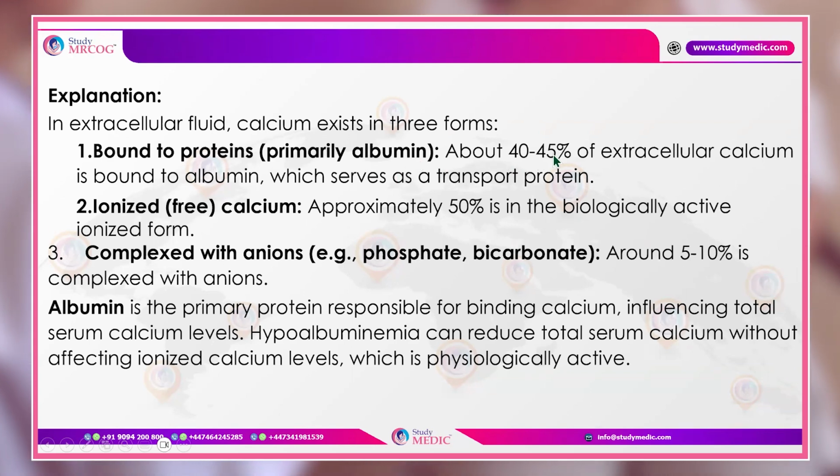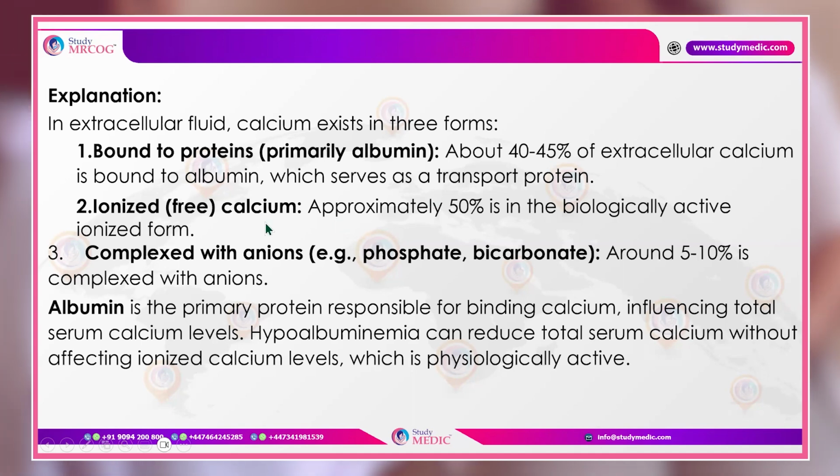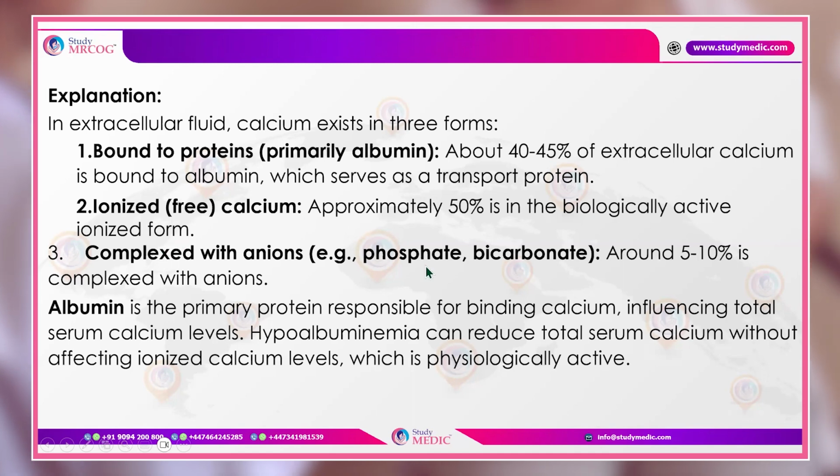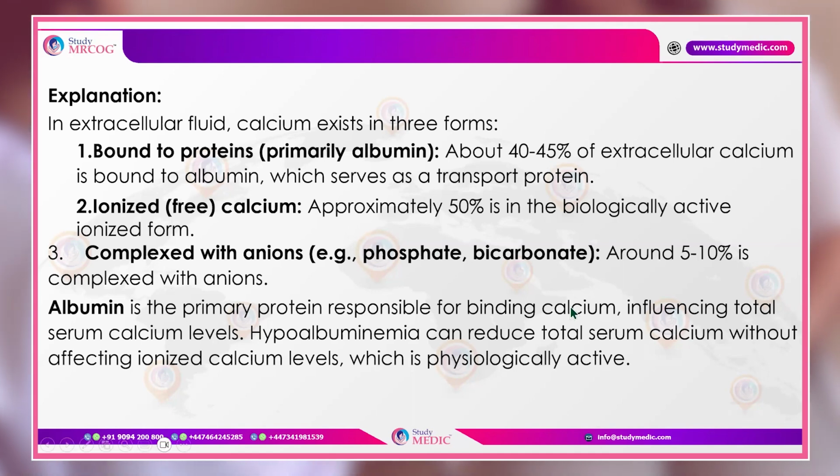How much of it is binding to albumin? Around 40 to 50% of the extracellular calcium is bound to albumin. And then the rest, the next 50%, which is the biologically active version, is the ionized form. Then a small percentage, around 5 to 10%, is complexed with phosphates or bicarbonate. So albumin is the primary protein responsible for binding of calcium, influencing the total serum calcium levels.